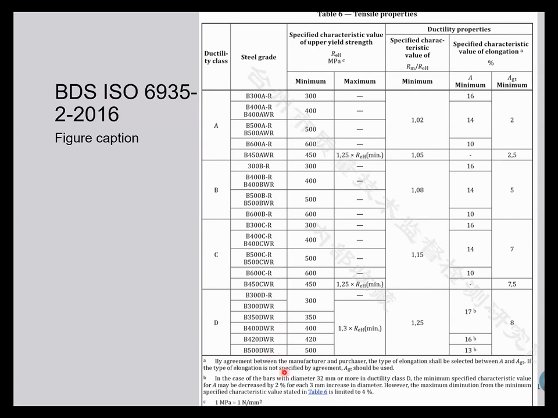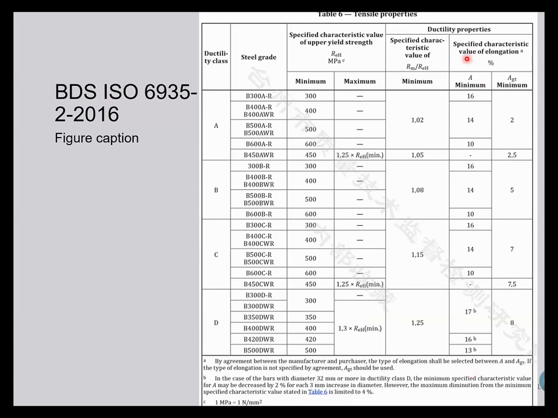So now you understand that B500DWR means a rebar with yield stress of 500 megapascal, ductility class D. You can calculate the minimum ultimate strength: if it is D, you just multiply 500 with 1.25. W stands for weldable and R is deformed. But remember, for ductility class D, there is an upper limit of ultimate strength. And the elongations are also specified.